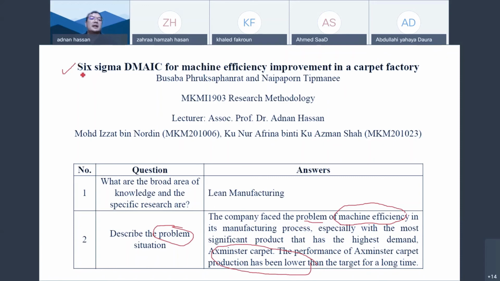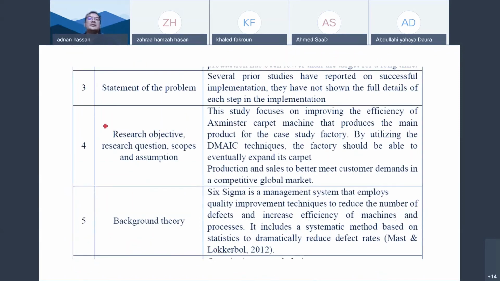Six Sigma DMAIC. For those in industrial engineering, maybe they're familiar with that. But anyway, my question in that assignment was, what is the broad area? Lean manufacturing, right? What is the problem statement? Here they need to be careful. This was not so accurate. Several previous studies have reported successful implementation. They have not shown full details.